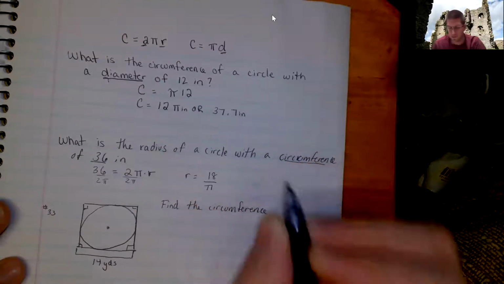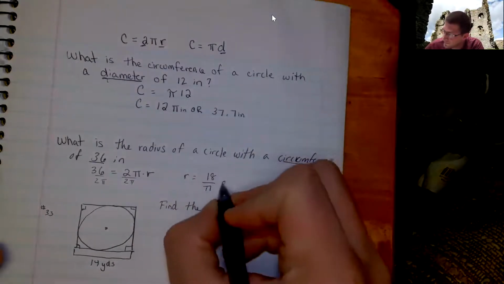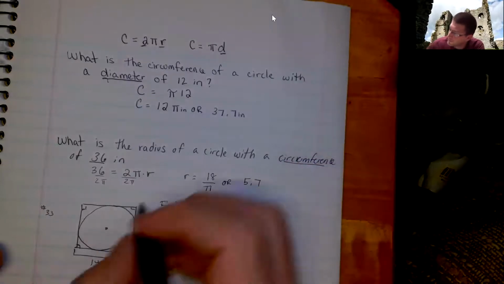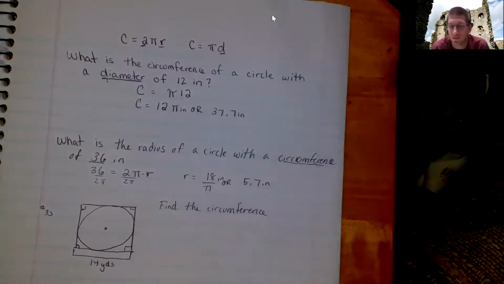So 18 over pi. Or if you want it in decimal form, should be something like 5.7. Right? Both of these are measuring a radius, so that would be in inches as well. So either 18 over pi inches or around 5.7 inches. Just depends what the directions say. Sometimes they'll say leave in terms of pi. Sometimes they'll say nearest tenth, nearest hundredth, change to a decimal, whatever they want to round it to.